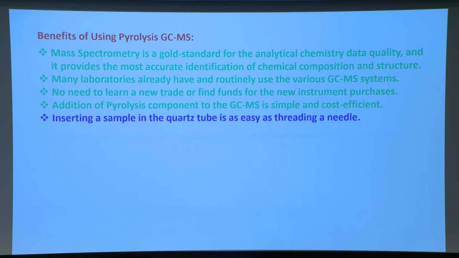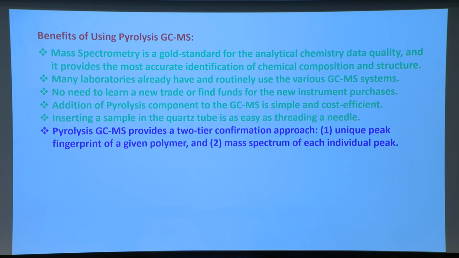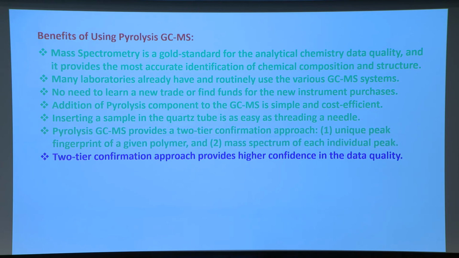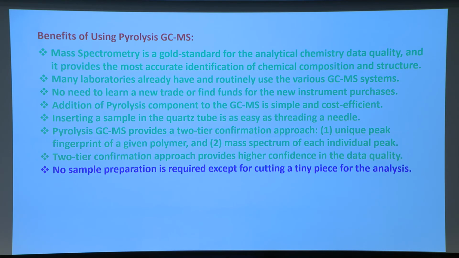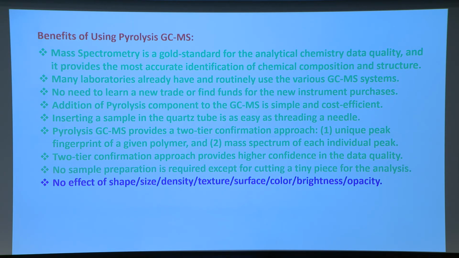Inserting a sample, as you see in the quartz tube, is very easy. It provides two-tier confirmation. It gives you unique peak fingerprints, just like we see with the spectroscopic techniques, and we also get the mass spectrum of the compound. So two-tier confirmation provides additional confidence in the quality of the data. There's absolutely no sample preparation required, and there's no effect of shape, size, density, texture, surface, color, brightness, or opacity. A lot of these factors are very challenging for the spectroscopic techniques.